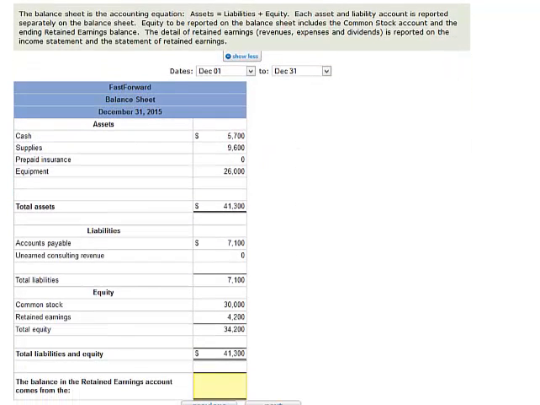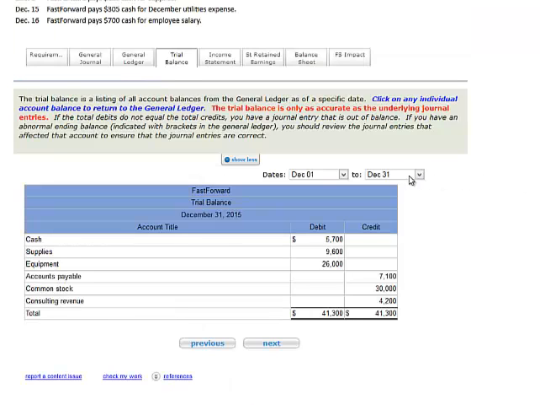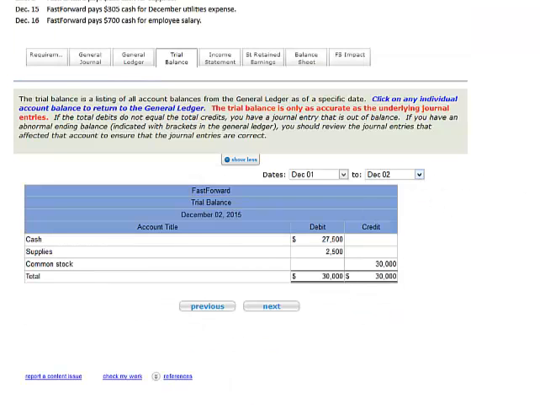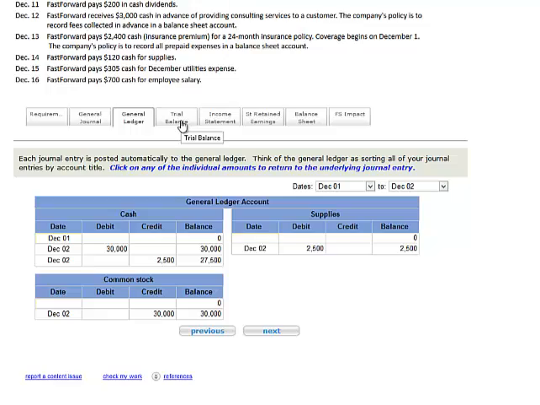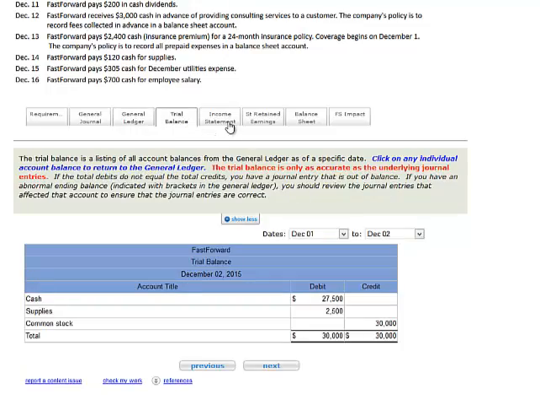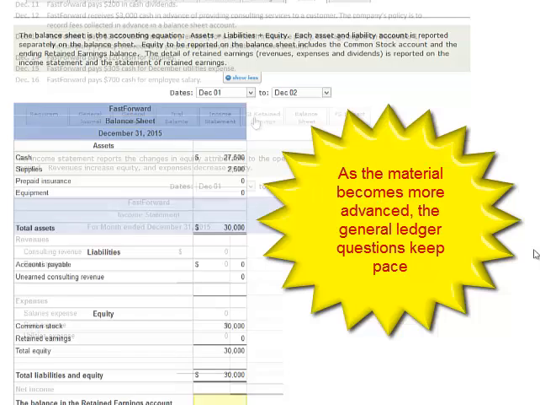Our balance sheet shows $41,300 of assets, $7,100 of liabilities, the $30,000 balance in the common stock account, and retained earnings of $4,200. At any point in time, you can back up to review key points by selecting a specific date using the drop-down button. The General Ledger, trial balance, and financial statements all populate as of that specific date.